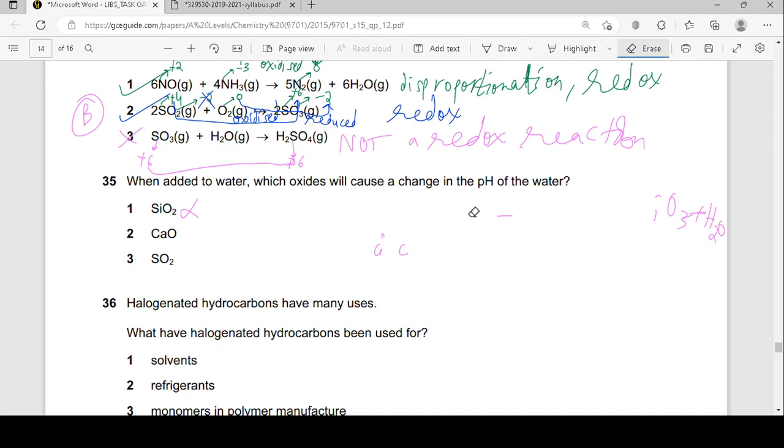Anyways, CaO. Now, CaO will cause a change in the pH of water. That's quite a classic thing to know. Like, if you have Ca(OH)2, that's obviously a base, and it will change the pH of water. Okay, so I'm going to put a tick for CaO.